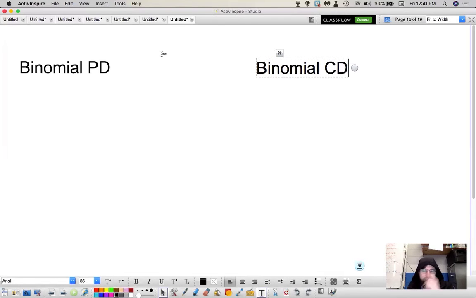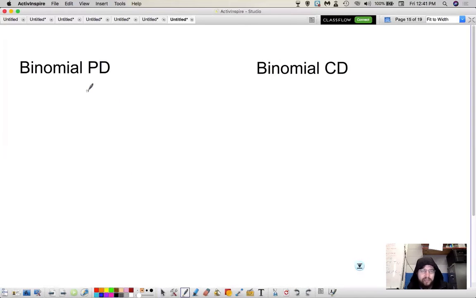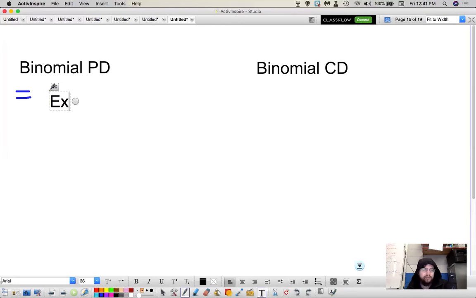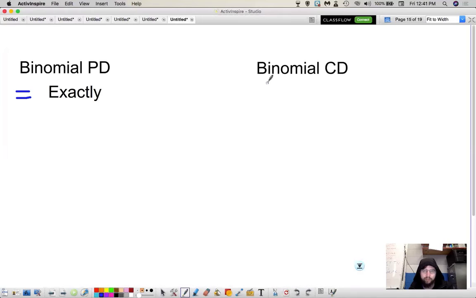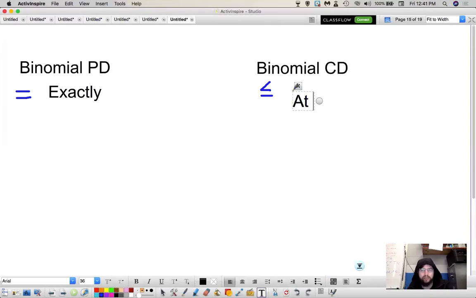So that's point distribution and cumulative distribution functions. This one gives you the probability for exactly that one data value. So this is for equal to, this is for exactly. What the CD does, it's cumulative, so it does less than or equal to. So that's at most or something. There's all kinds of different wordings you can use. Just think about it in terms of your symbols, and then you know which to use.